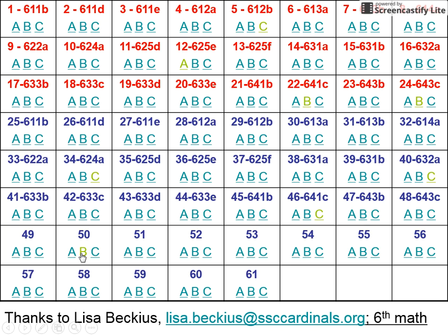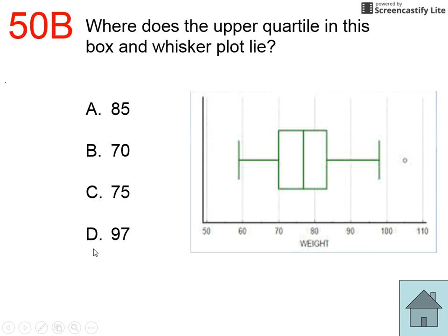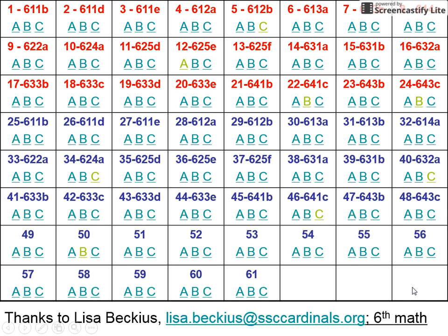50B is, where does the upper quartile on this box and whisker plot lie? Okay, the answer is A. 85 right here would be the upper quartile. If they didn't get A, go ahead and draw a line through whatever they got. If they got it right, leave it alone. A is the answer for 50.